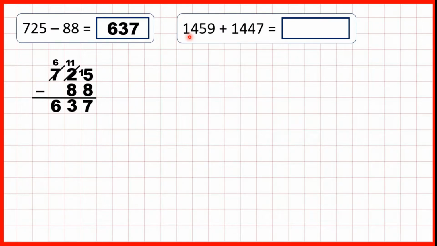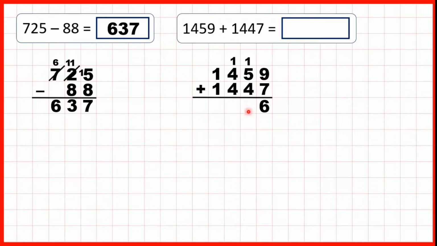Now 1459 plus 1447. So we can set this out as a column addition. 9 plus 7 is 16, so 1, 6. 1 plus 5 plus 4 is 10, so 1, 0. 1 plus 4 plus 4 is 9, and 1 plus 1 is 2. So our answer is 2906.